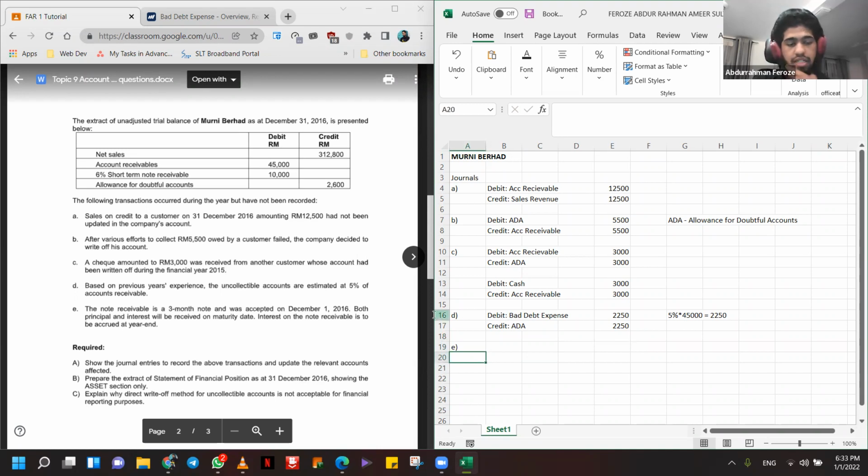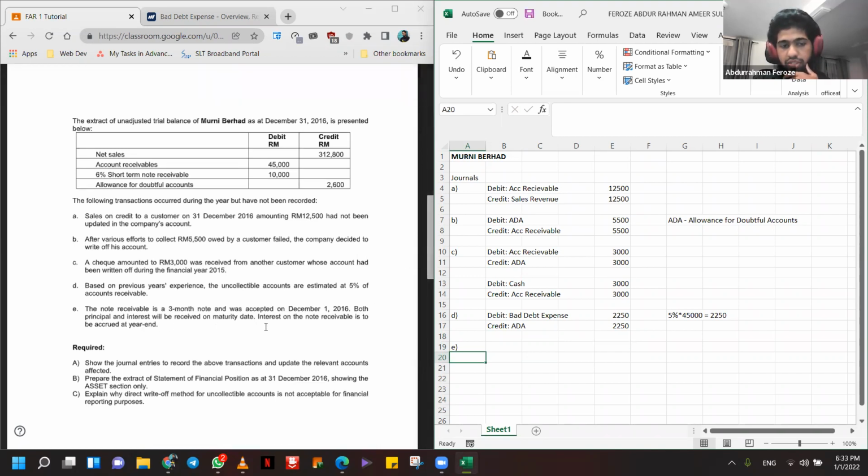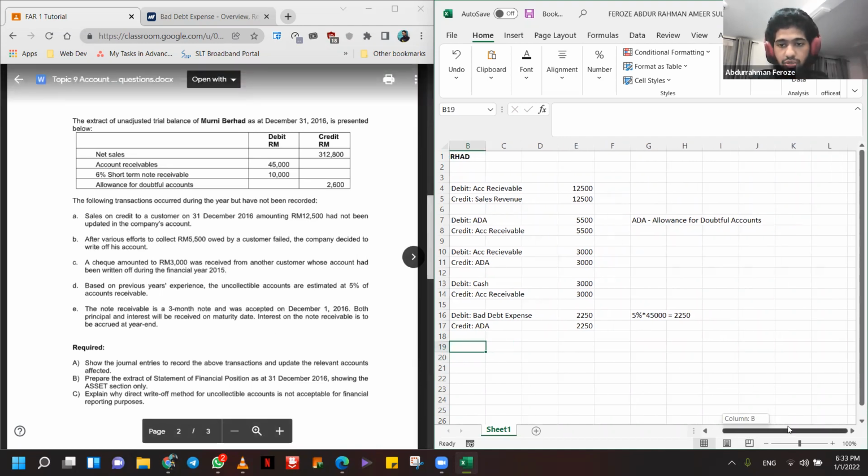Part E: the note receivable is a 3-month note and was accepted on December 1st, 2016. Both the principal and interest will be received on maturity date. Interest on the note receivable is to be accrued at year end. So there are multiple things going on in part E, so we cannot simply immediately debit and credit. We have to first understand what this note receivable is about. So first, let's make a small timeline, because it makes things a little clearer. Let me just do that.